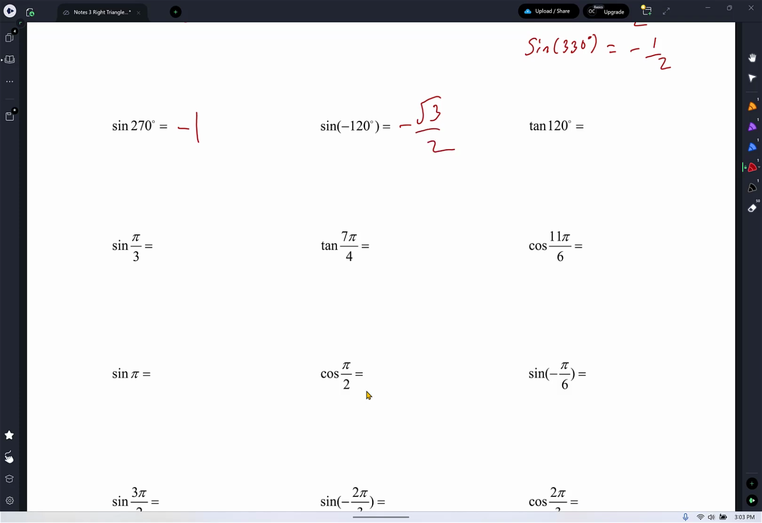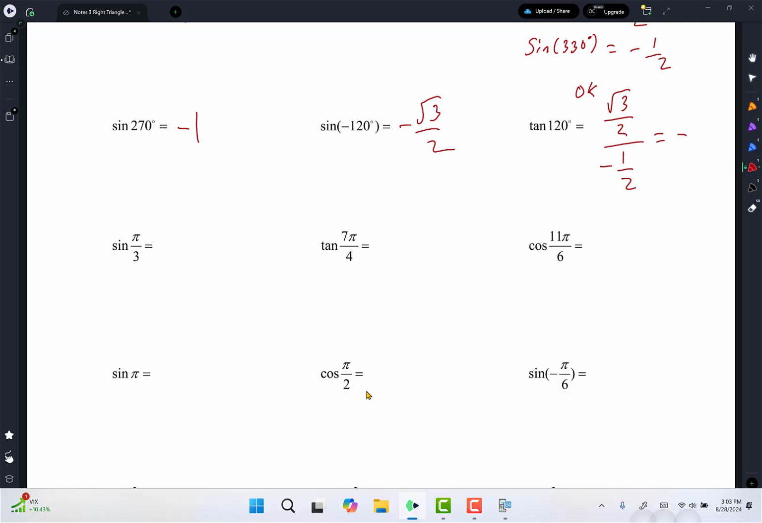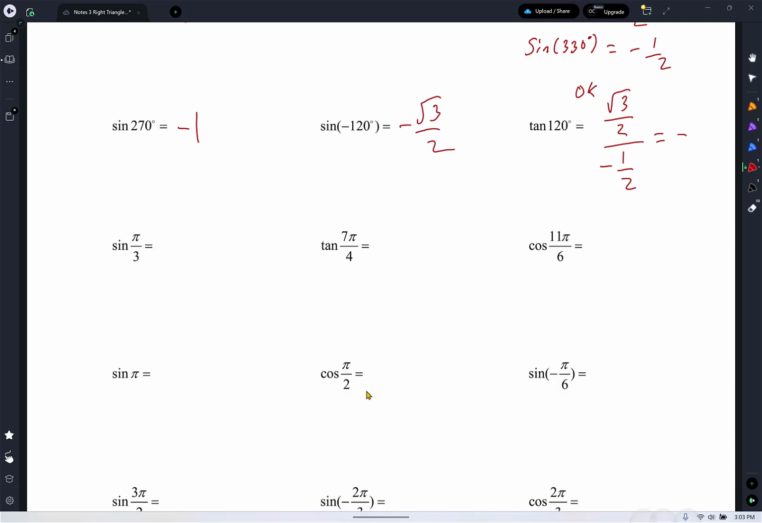Tan of 120. Y divided by x. The y value is square root of 3 over 2. The x value is -1/2. And I'll put okay. Is there a better answer? There's a better answer. What's the better answer? Cancel out the 2's. So negative square root of 3. This is better.